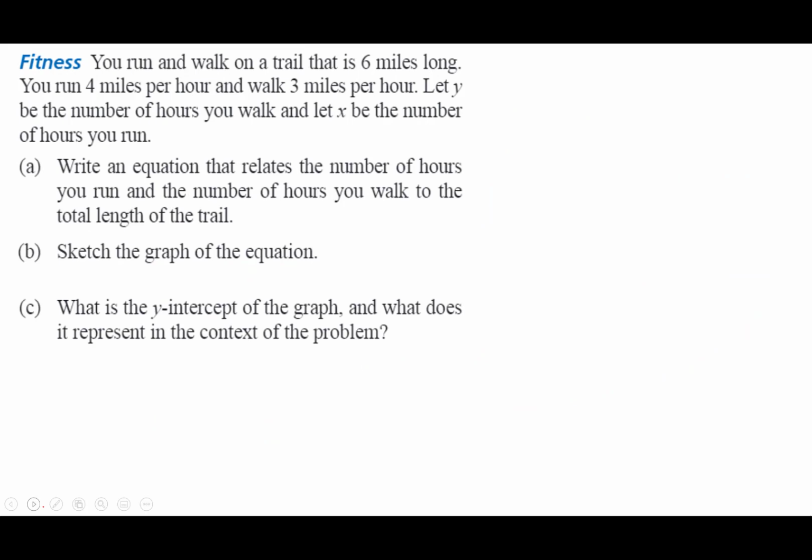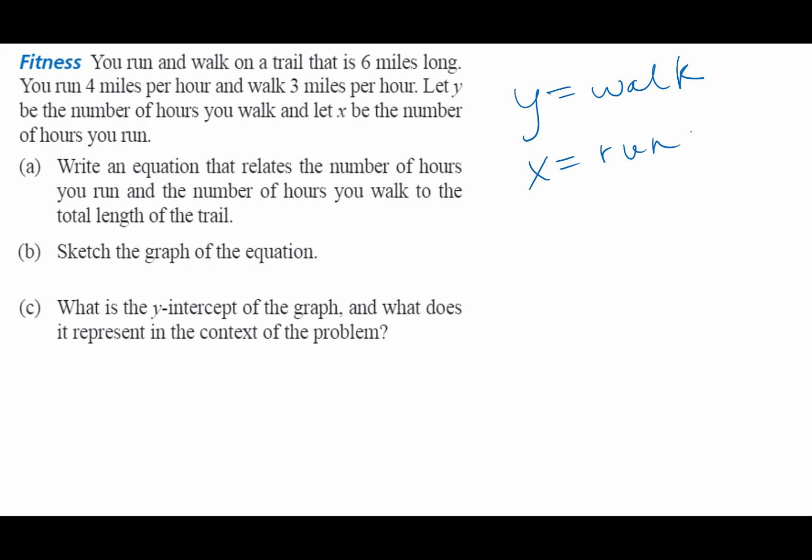You run and walk on a trail that is 6 miles long. You run 4 miles per hour and walk 3 miles per hour. Let y be the number of hours you walk. Let x be the number of hours that you run. Write an equation that relates the number of hours you run and the number of hours you walk to the total length of the trail.